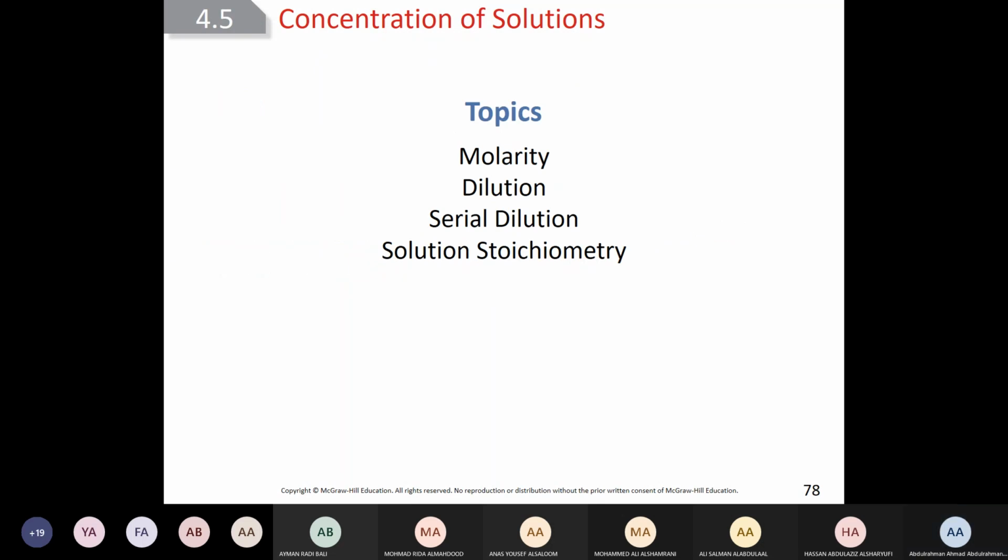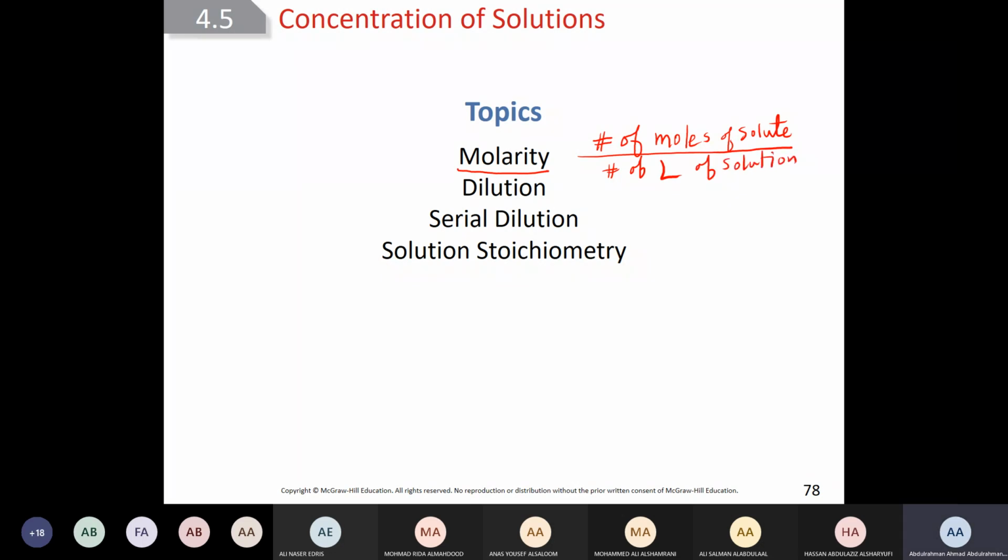Molarity. What's molarity? We took this before, right? Yes, it measures the concentration. Yeah, but what is it? Number of what? Number of moles of solute over volume of solution. Liters of solution.